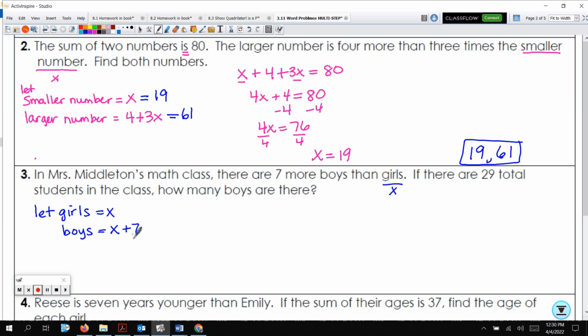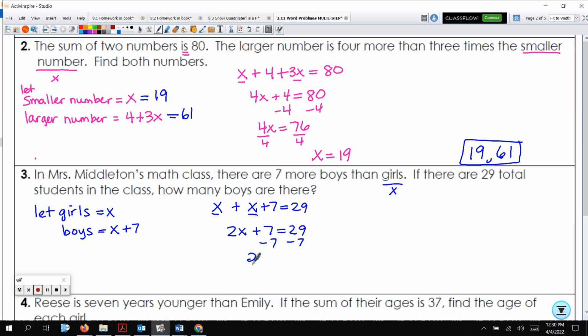Well, total means we're adding together. So we have girls plus boys, and there's 29 of them. Now we have our equation. As combined like terms, I have x and x. It's x plus x, 2x plus 7 equals 29.